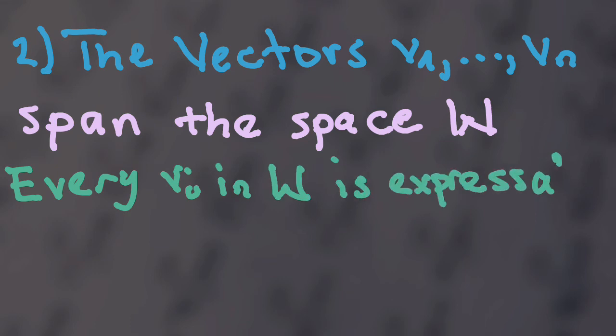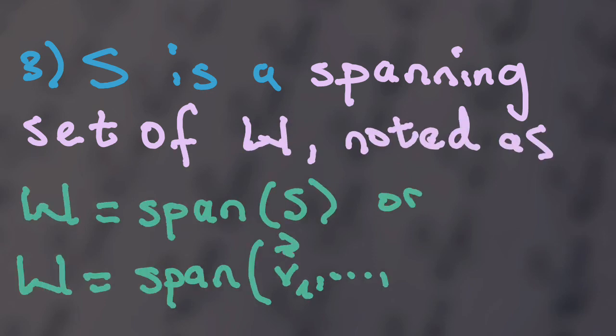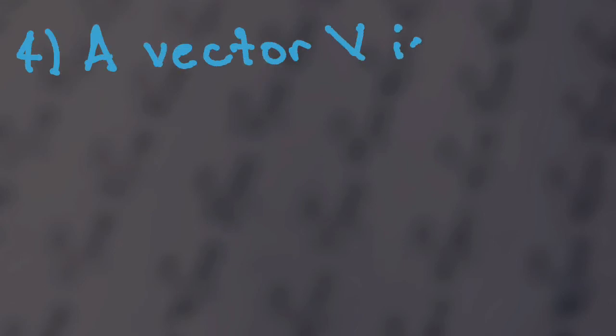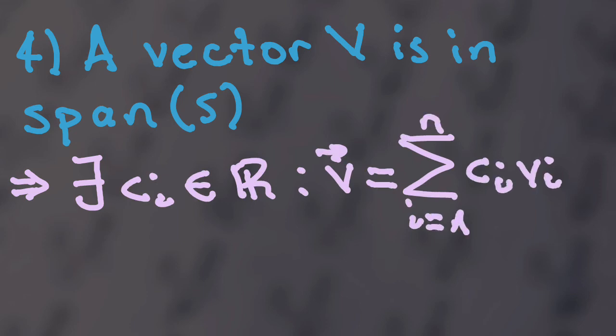The vectors v1 to vn span the space W, or every vector in W is expressible as a linear combination of the vi. S is a spanning set of W. A vector v is in span S implies there exist ci in R for which v is equal to the sum from 1 to n of ci times vi.